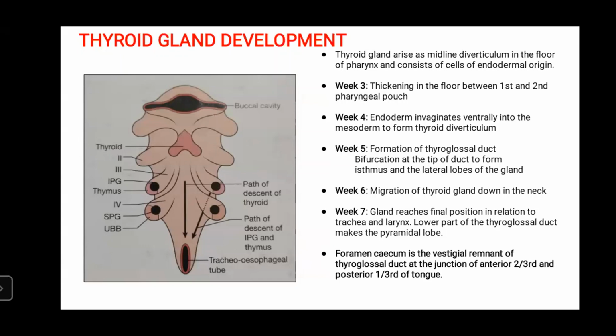The lower part of the thyroglossal duct makes the pyramidal lobe. Foramen cecum represents the vestigial remnant of the thyroglossal duct at the junction of the anterior 2/3 and posterior 1/3 of the tongue.